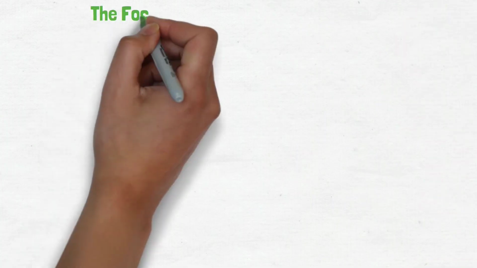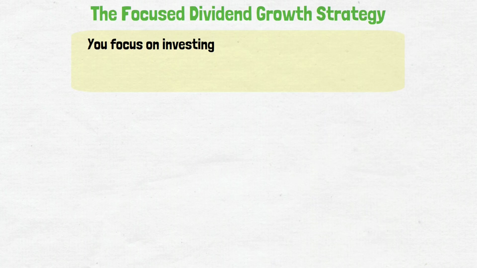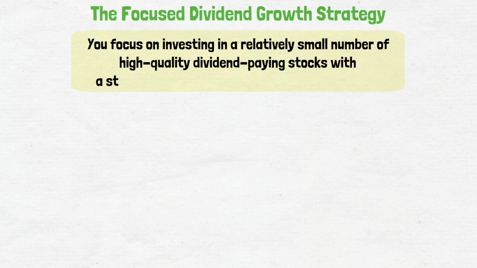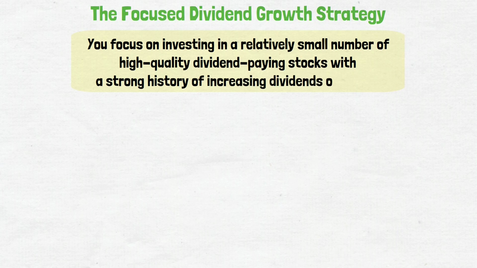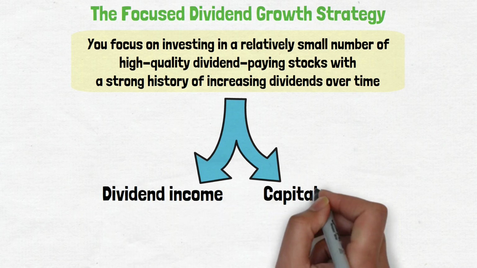The first one is the focused dividend growth strategy. In this strategy, you focus on investing in a relatively small number of high-quality dividend-paying stocks with a strong history of increasing dividends over time. The goal is to benefit from both dividend income and capital appreciation.